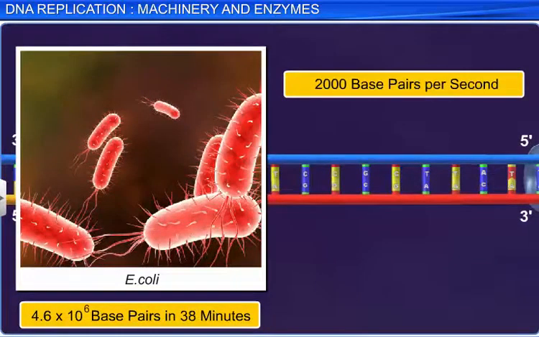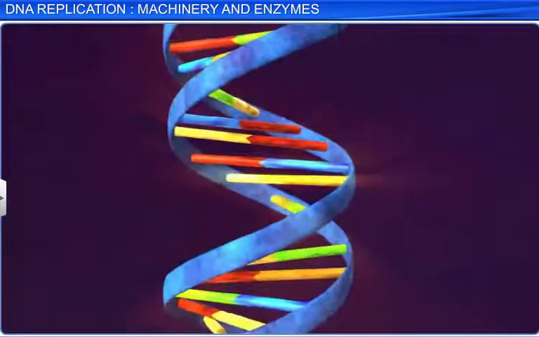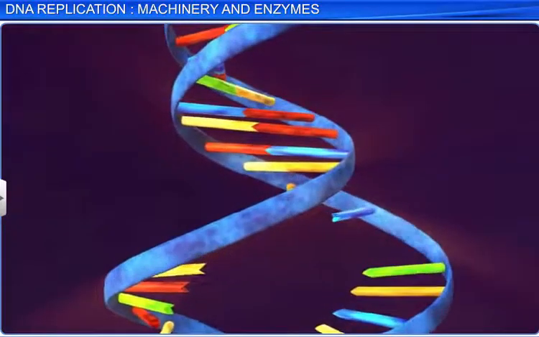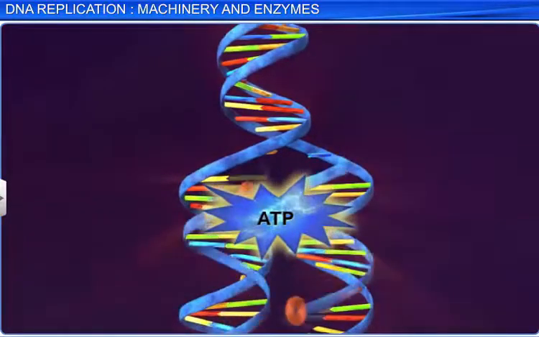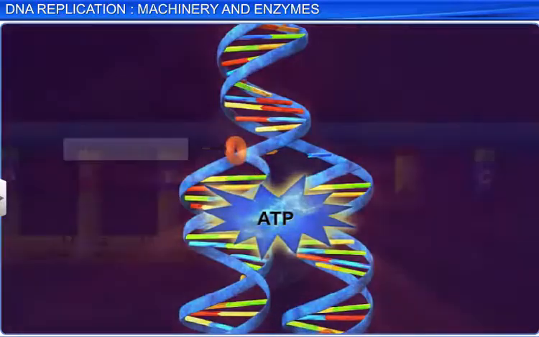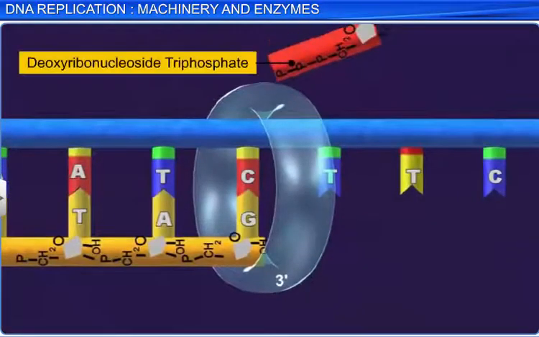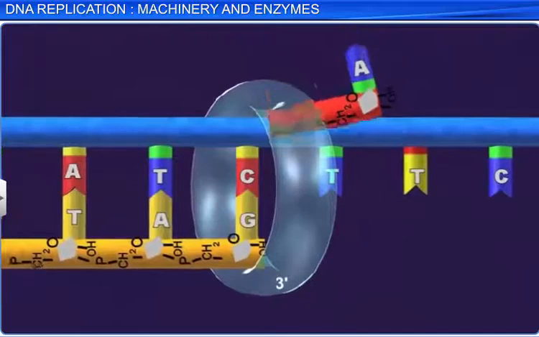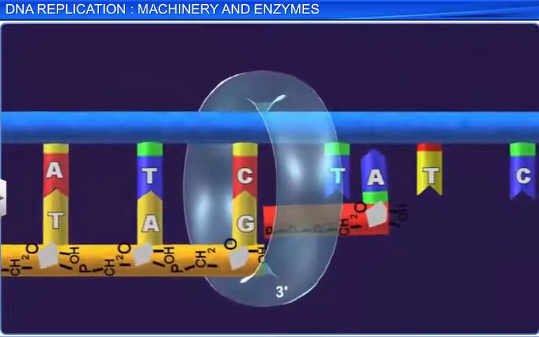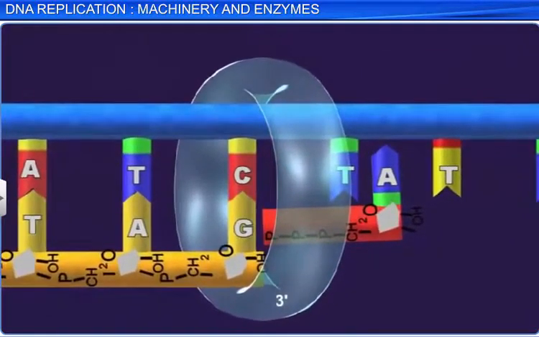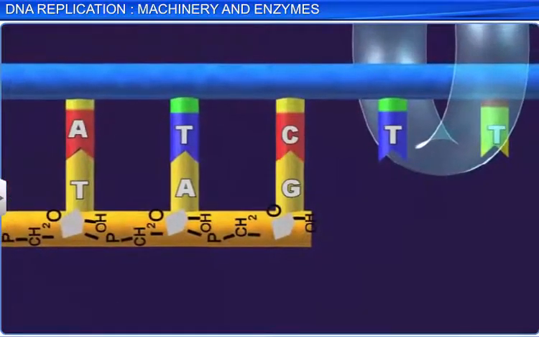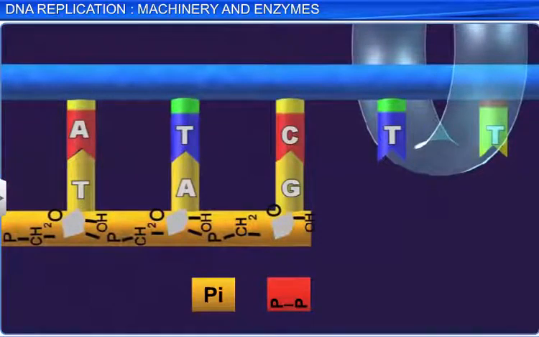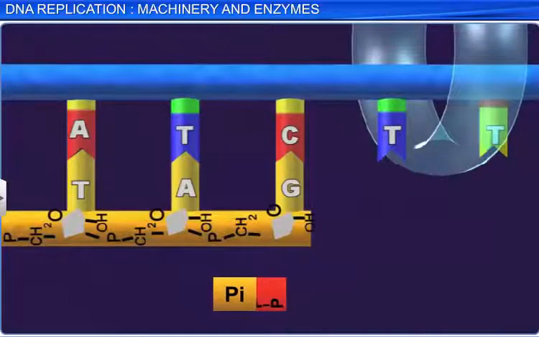The replication process is also an expensive process in the sense that it requires expenditure of energy. The deoxyribonucleoside triphosphates that act as substrates also serve as the energy source for the reaction. The terminal phosphates in the deoxyribonucleoside triphosphates break down to provide energy, as ATP does.